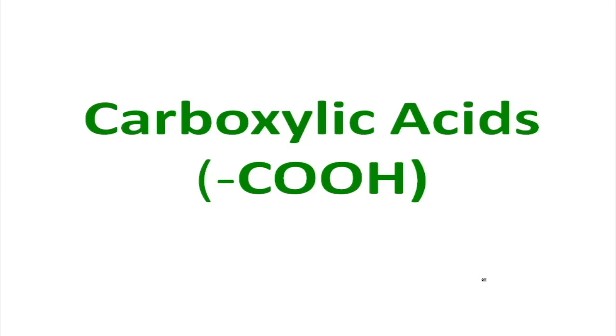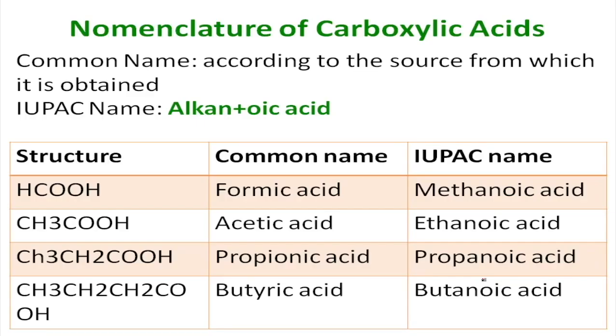Carboxylic acid nomenclature. The common name is given according to the source from which the acid is obtained. The IUPAC name is alkane plus -oic acid, alkanoic acid. Let us see the structure, common name and IUPAC name.